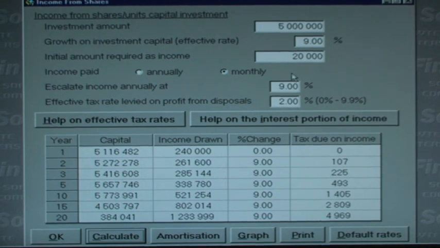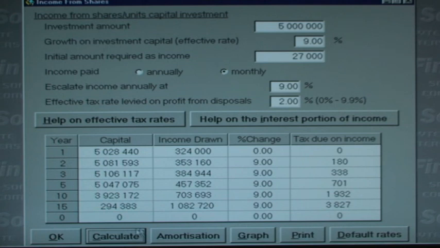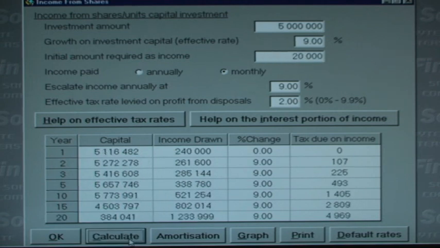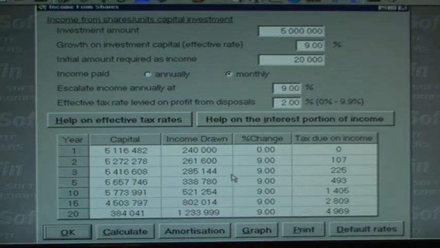Now, as I said, the beauty of this calculator is that you can change any of these amounts here. Let's say that we decided to start off with more income, maybe 27,000 Rand a month. Just enter that there, click on calculate, and then you would see that our investment would run out of money in year 15. Changing that back to drawing 20,000 Rand a month, and there's our income situation.